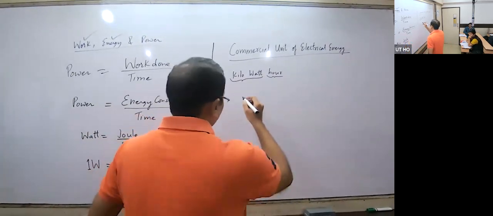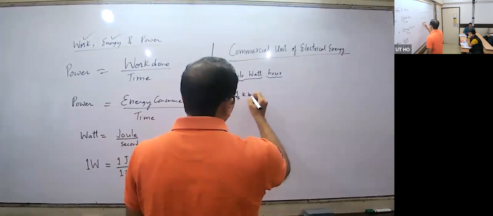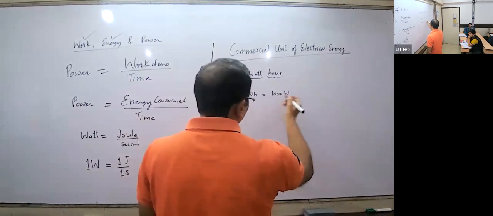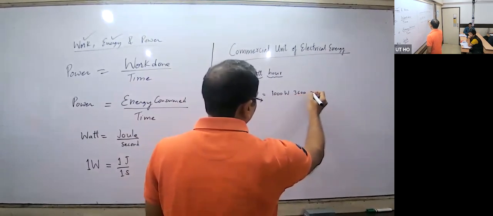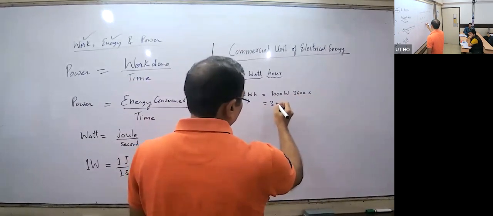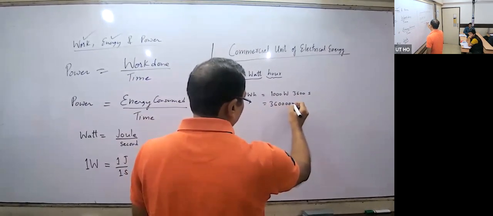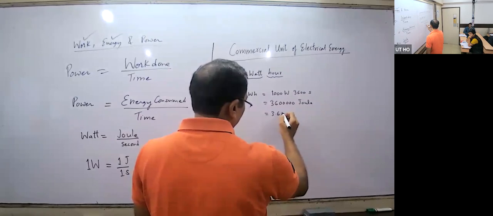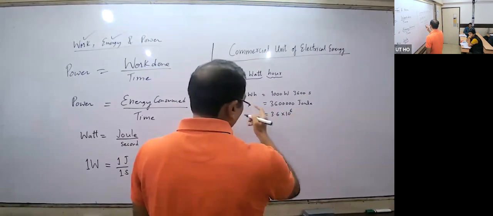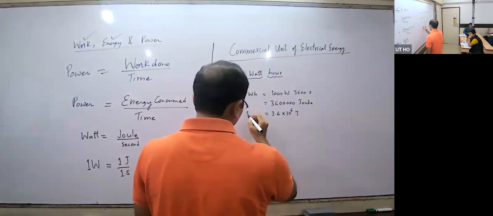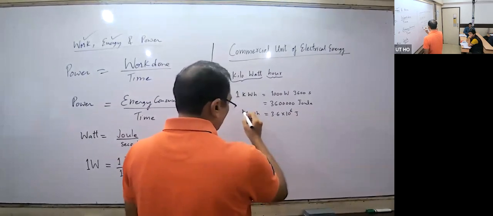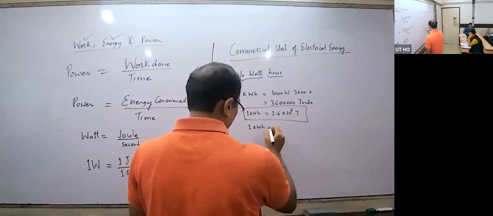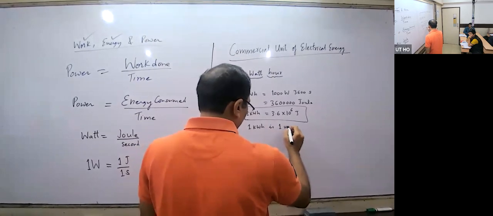Okay. So what is 1 kilowatt hour? 1 kWh is equal to 1000 watt, and how much is an hour? 3600 second. So this will be 36 lakh joule, that is 3.6 into 10^6 joule. So this is the relation between kilowatt hour and joule. We understood? We call this 1 unit. So 1 kWh is also called 1 unit of energy consumed.